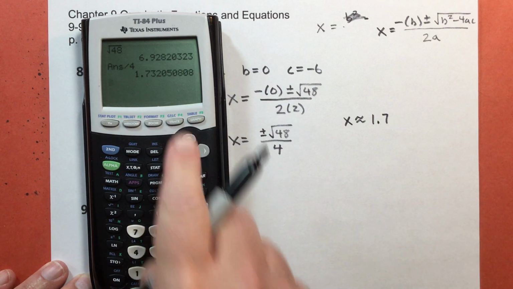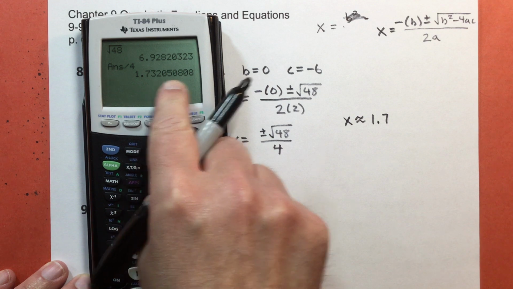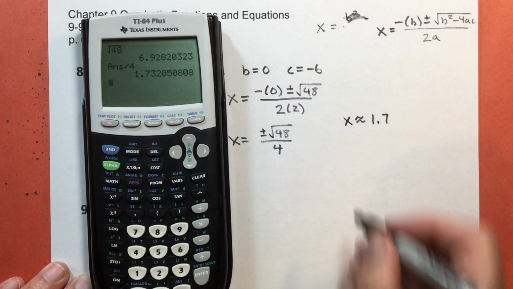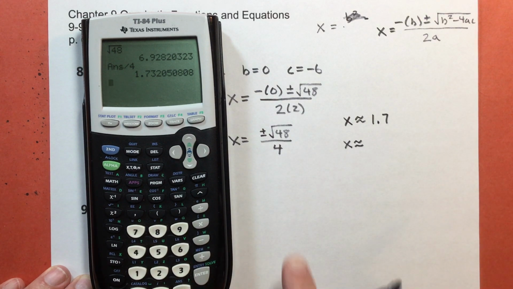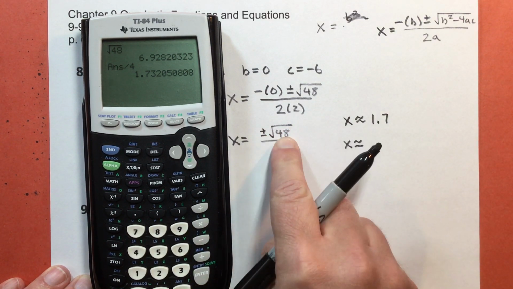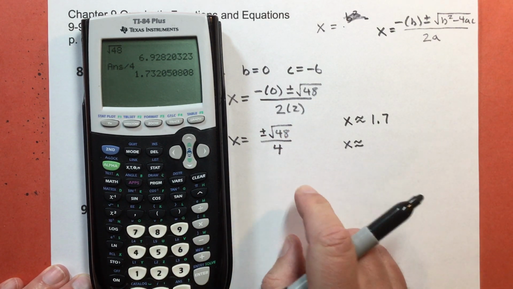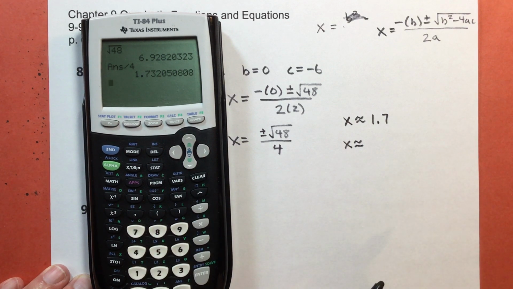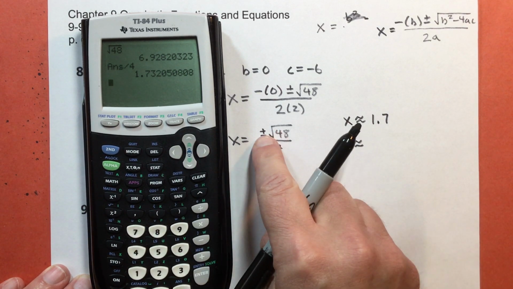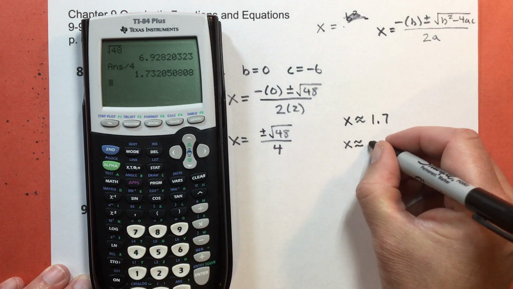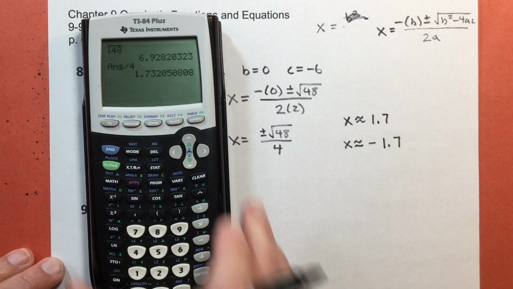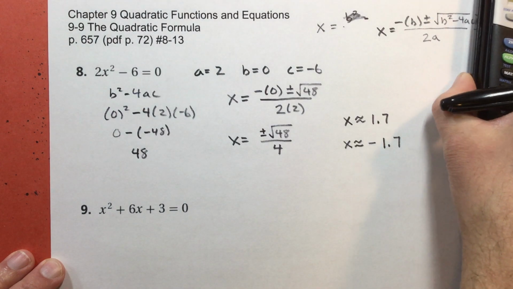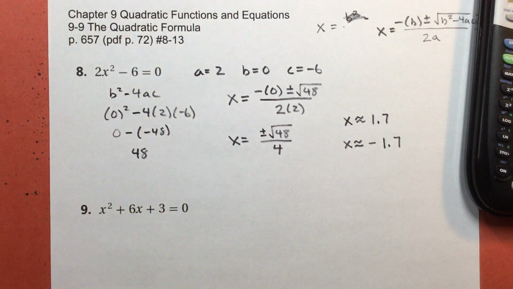Actually, I should be more correct. It actually is a decimal that goes forever. There's no way we can ever calculate it. But we'll just go to one decimal place. Now the other one is going to be negative square root of 48 divided by 4. Well, I don't need to do that on the calculator again. I just know a negative divided by a positive is a negative. So the other one is negative 1.7. That's going to be different when I don't have 0 in the front.